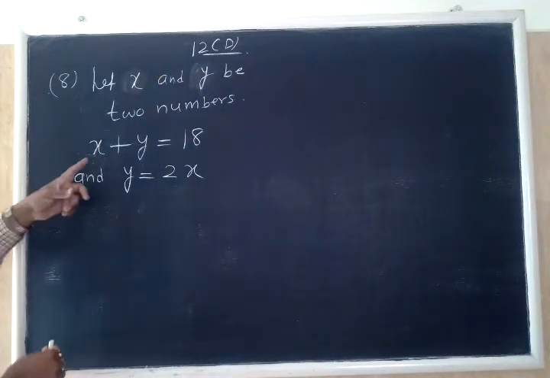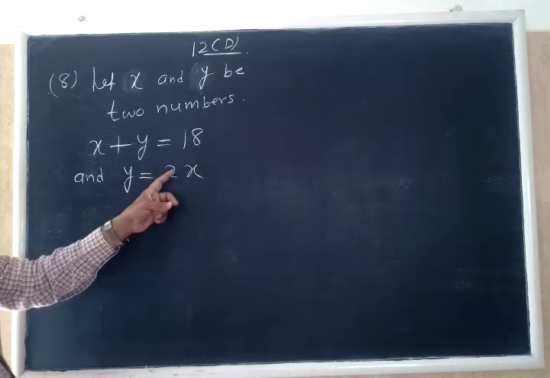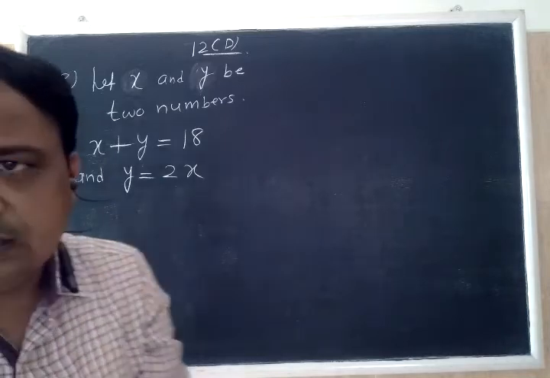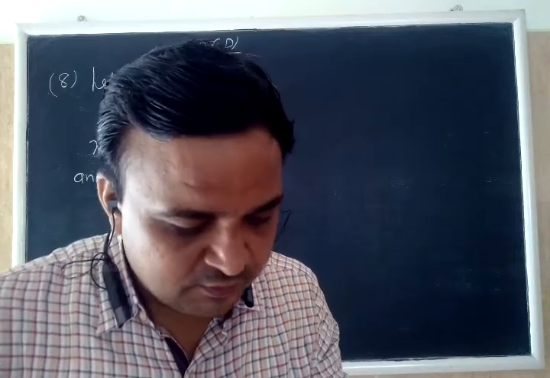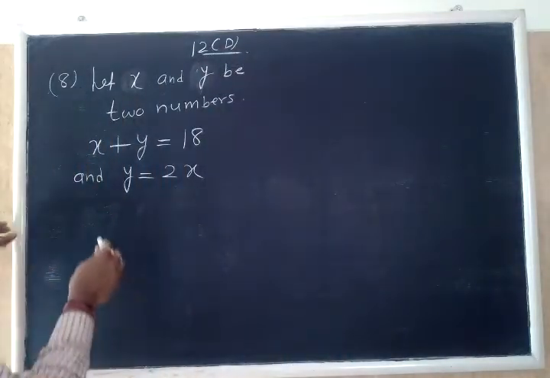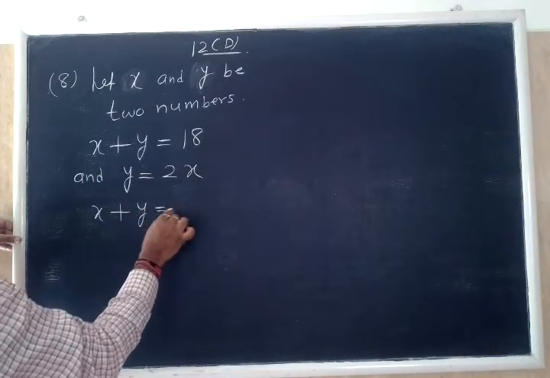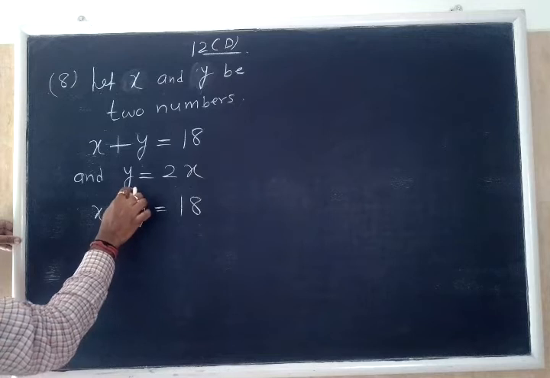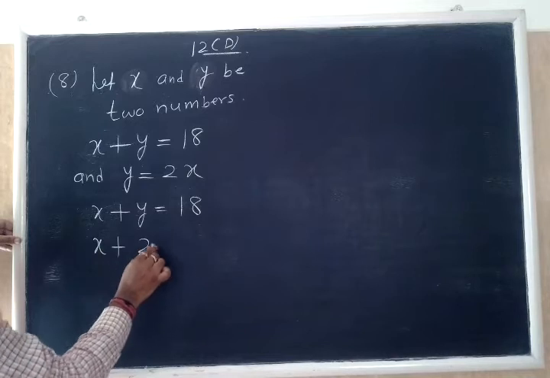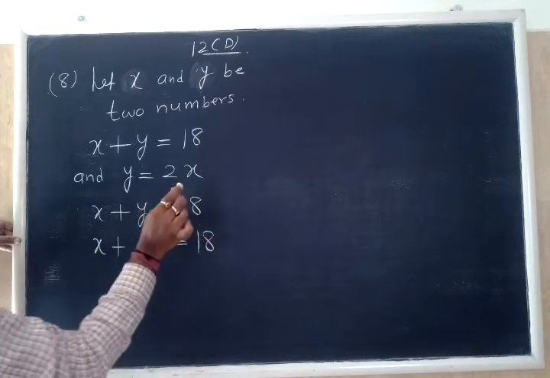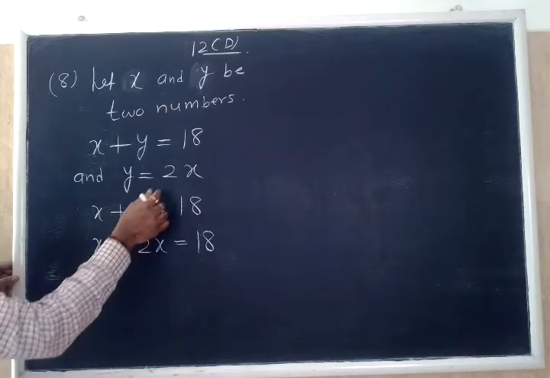One and the same. So x plus y is 18, and the second number is twice the first number. Find the two numbers. So how will you do this? X plus y is equal to 18, given. But what is y, the second number? It is twice x. So x plus 2x is 18. We replace y by 2x because the second number is twice the first number.